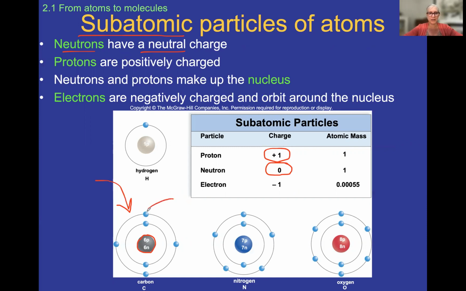Electrons are represented out here, in this case, electron shells. You are not going to have to determine how one particular atom is going to combine with another. But that is the basic organization of an atom.